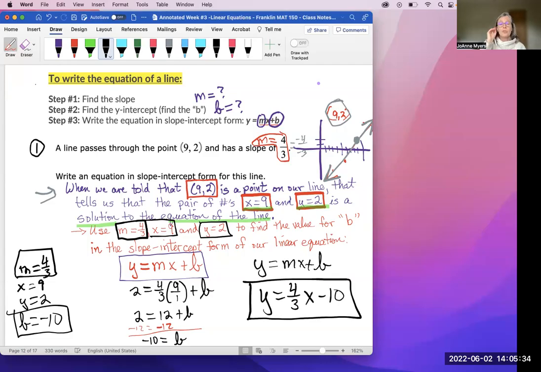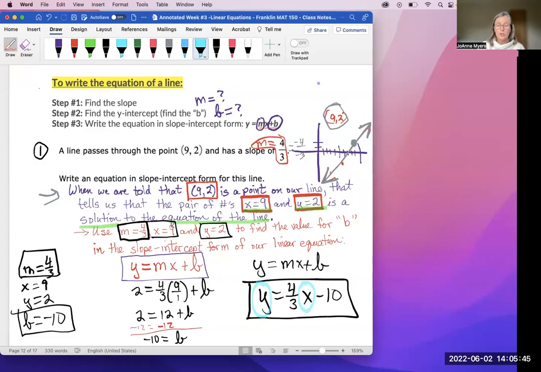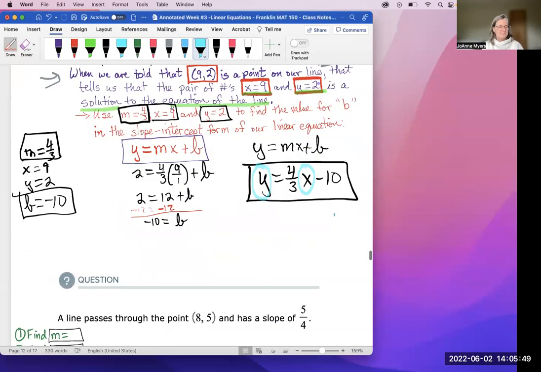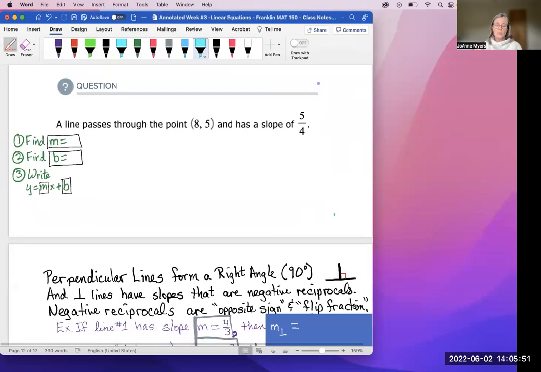When I ask you for the equation of the line, you will have the variables x and y in your answer. All right, line passes through this point.